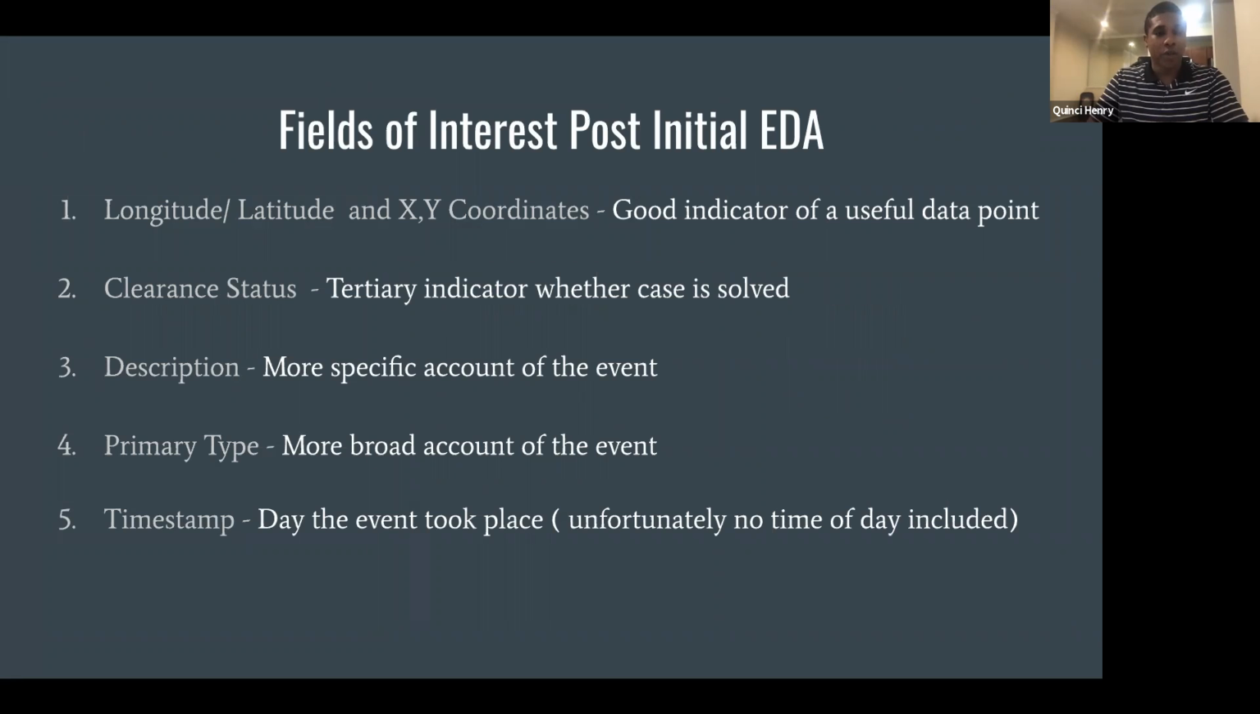and they're in actually the order that I found them interesting. So the main one I found interesting was longitude, latitude, and XY coordinates, because that was a good indicator of where the other fields would have a bunch of NaN values, basically. Clearance status, there's three statuses: cleared by arrest, cleared by exception, or not cleared. These two were descriptions of the event, and then we had the day the event took place. It was called a timestamp, but unfortunately there was no true time of day included in that timestamp.